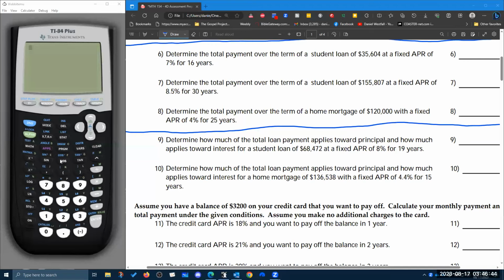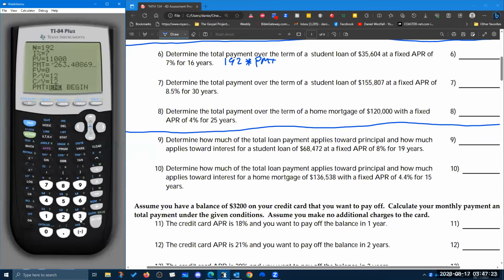I'm going to use my TVM solver here to help me figure out some of this. We already figured out how to find the monthly payment by hand, so I'm not going to do that in these problems. So we're going to have monthly payments over 16 years, so we're going to have 192 payments. So I need 192 times my monthly payment that I'm going to come up with here. And the interest rate is going to be 7%.